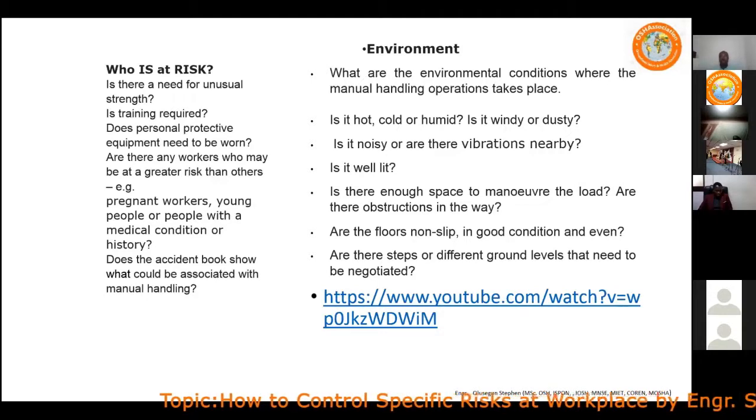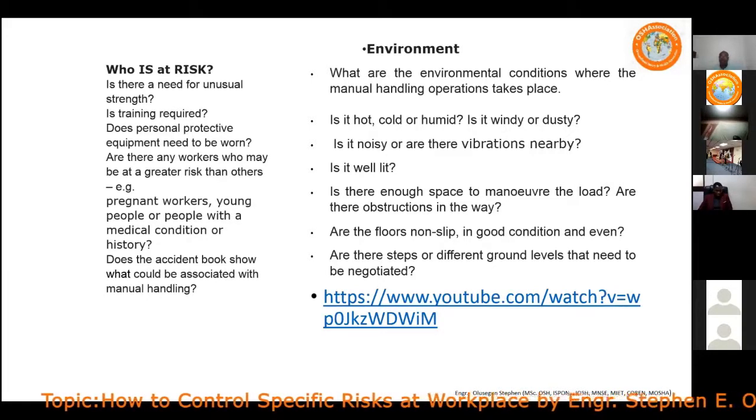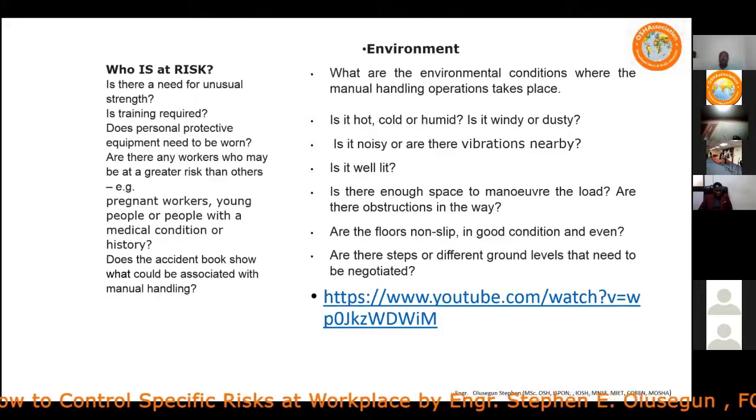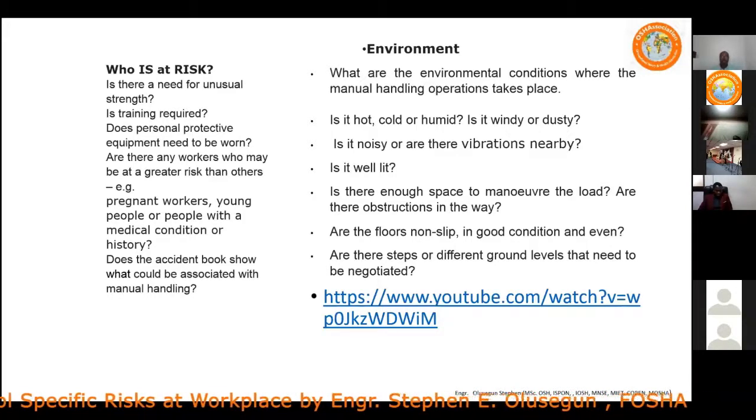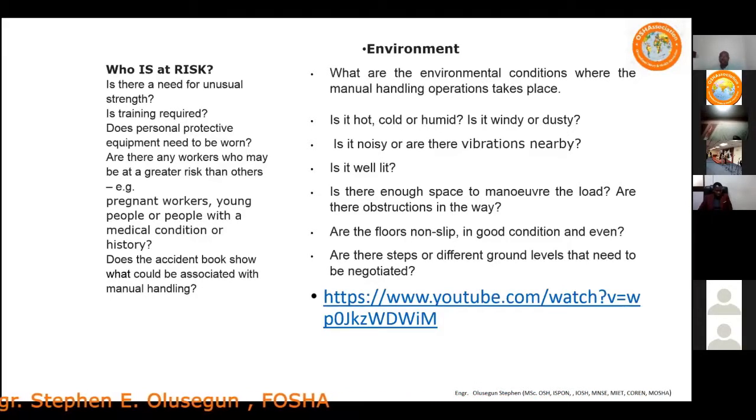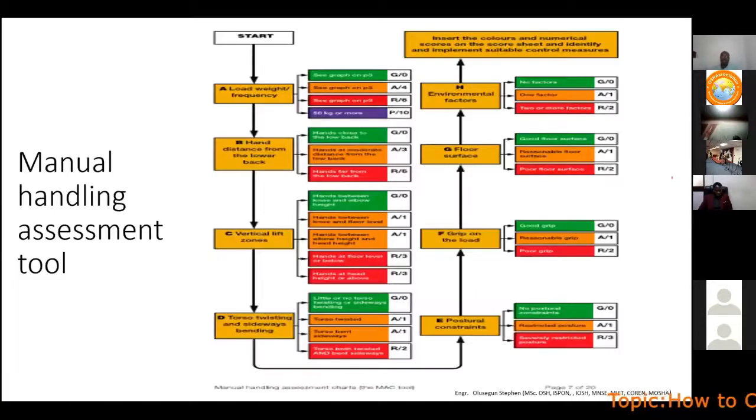Is it well lit? Is there enough space to maneuver the load? Are there obstructions on the way? Are the floors slippery, in good condition and even? And are there steps or different ground levels that need to be negotiated? If you are going to be bending, running away, carrying the load, and trying to avoid something, it can cause a long-term problem. And when you look at this picture, just like I said to you, it is almost everything in a proper risk assessment.